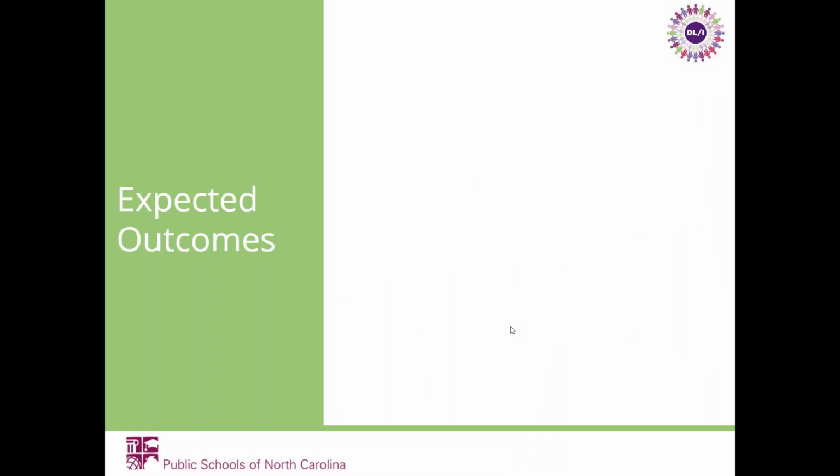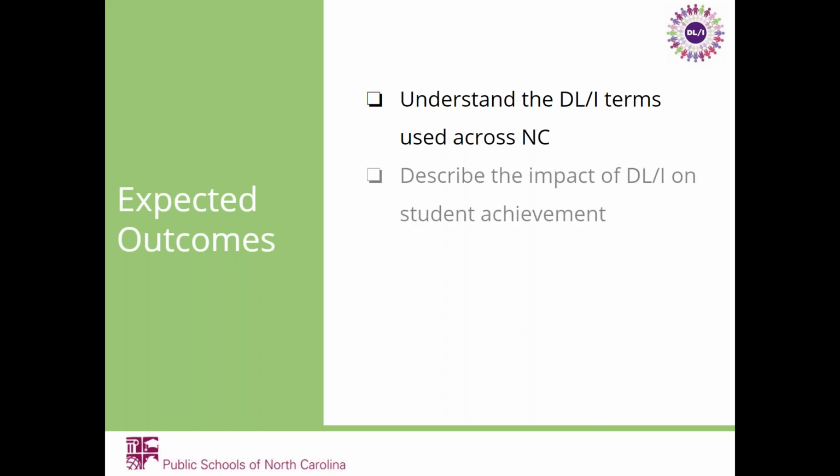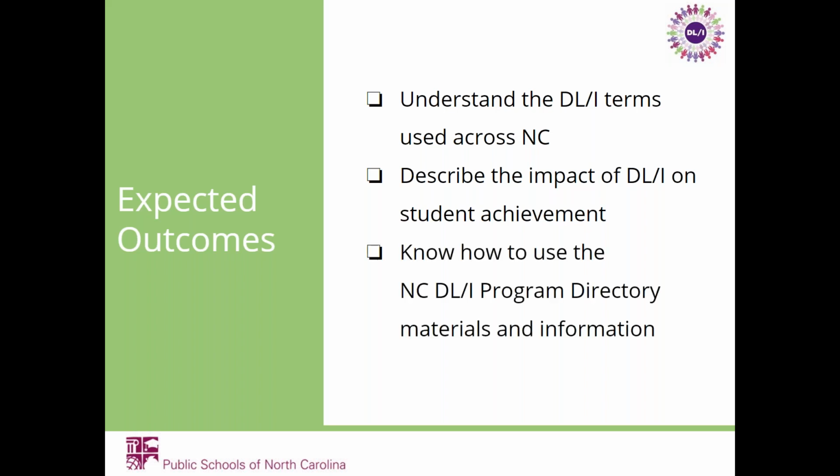So our expected outcomes for this section are, first, to understand the DLI terms used across North Carolina, because if we're going to talk about who is in our programs and who we're serving as students, we need to make sure we're all using the same vocabulary. Also, we want to describe the impact of DLI on student achievement in particular, because we know that's one of the things people look at quite a bit when they think about starting or expanding a DLI program. And finally, we want you to know how to use the NCDPI program directory, the materials that are made from it, and all the information on it, so that you can network with each other and grow your own work on DLI within your school or your district or across our state. So those are our 3 goals for today's professional learning focus.